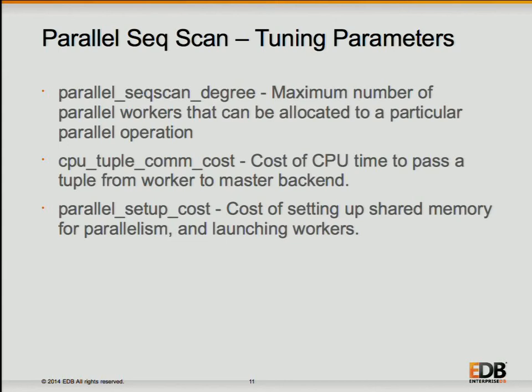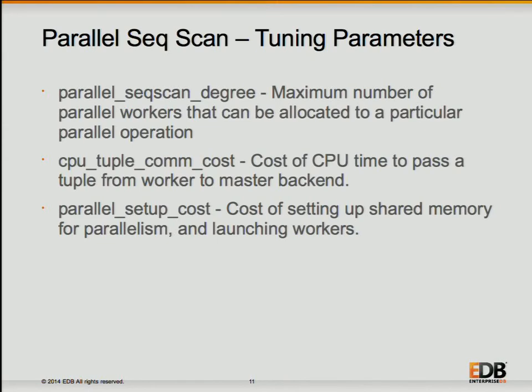So another important part of this is the parameters which we are planning to introduce so that a parallel query could be tuned or could be made to work. Here the first thing is the parallel sequence scan degree. Some of the other databases also call it the degree of parallelism. Basically, this parameter will indicate how many parallel background workers could be used for a particular parallel operation.